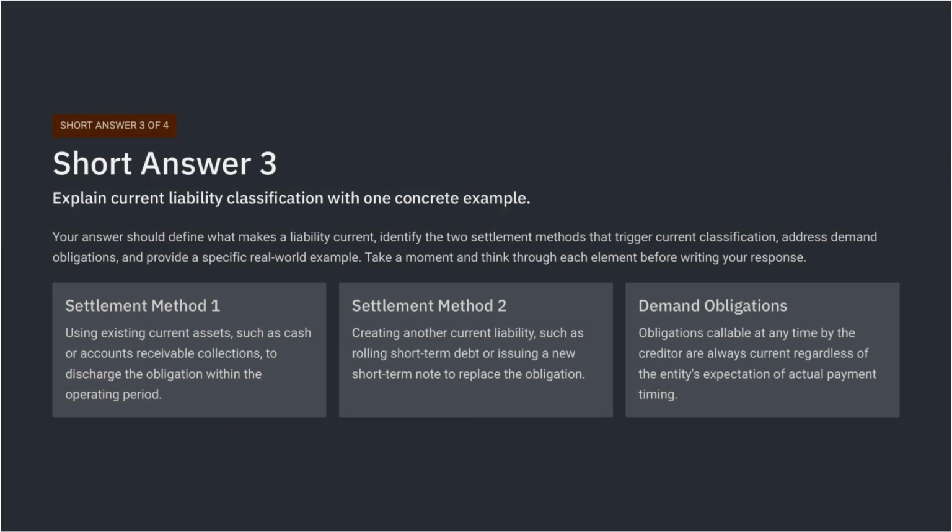Short answer 3 asks you to explain current liability classification with one concrete example. This is a definition plus application question. Your answer should define what makes a liability current, identify the 2 settlement methods that trigger current classification, address demand obligations, and give a real-world example. Do not write only due within 1 year. That is incomplete. Think about the use of current assets, the creation of current liabilities, and the creditor's ability to demand payment.